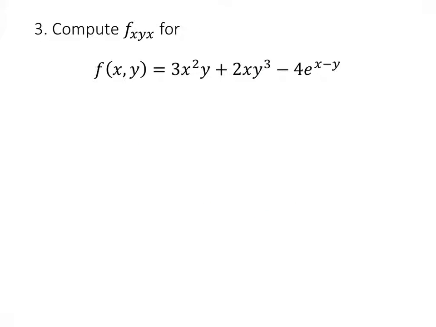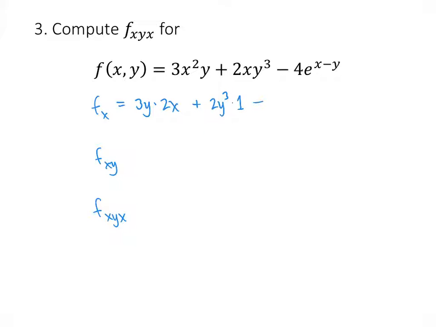So here we want what is actually a third order partial derivative, f_xyx. So we're going to do this in 3 stages. We're going to start with f sub x, and then we're going to get f sub xy, and then finally we'll get f sub xyx. So starting with taking an x partial derivative. For 3x squared y, the 3 and the y are constant multiples, and we take the derivative of x squared, giving us 2x.